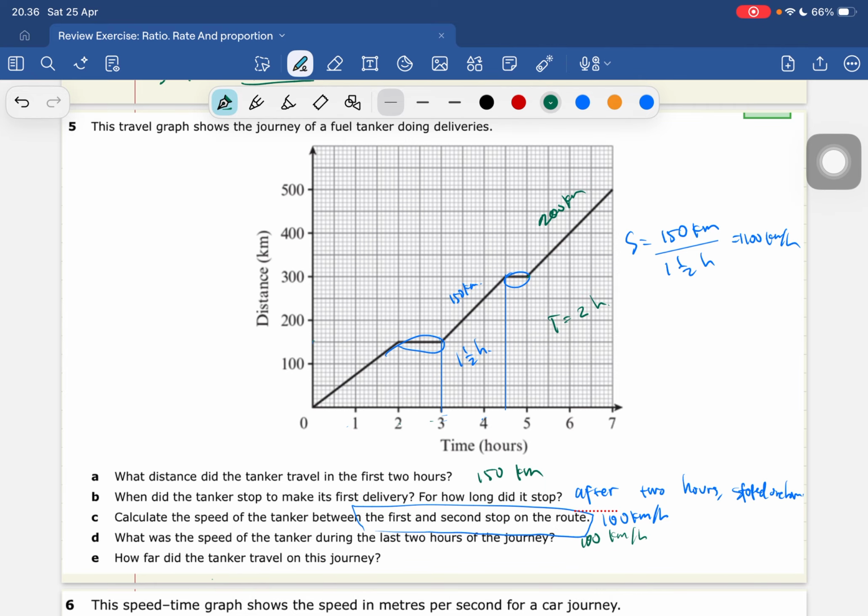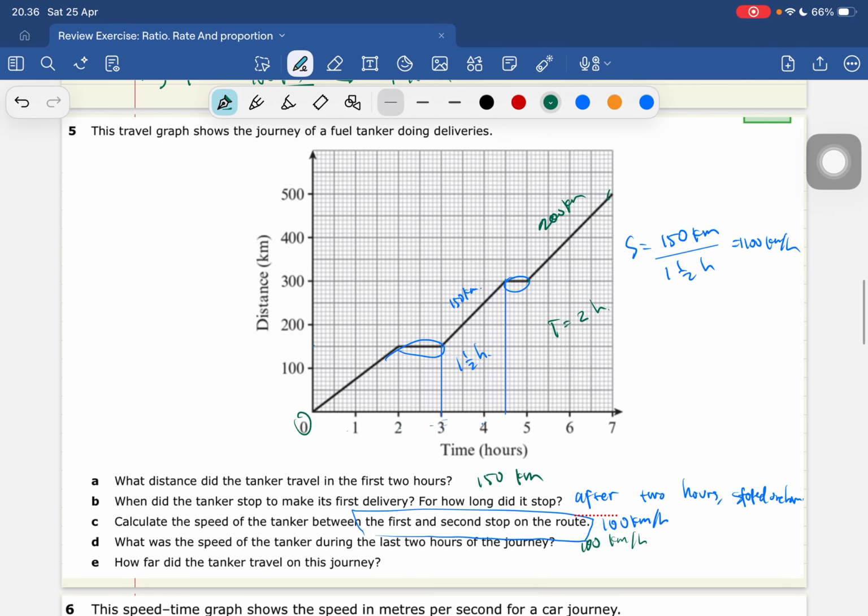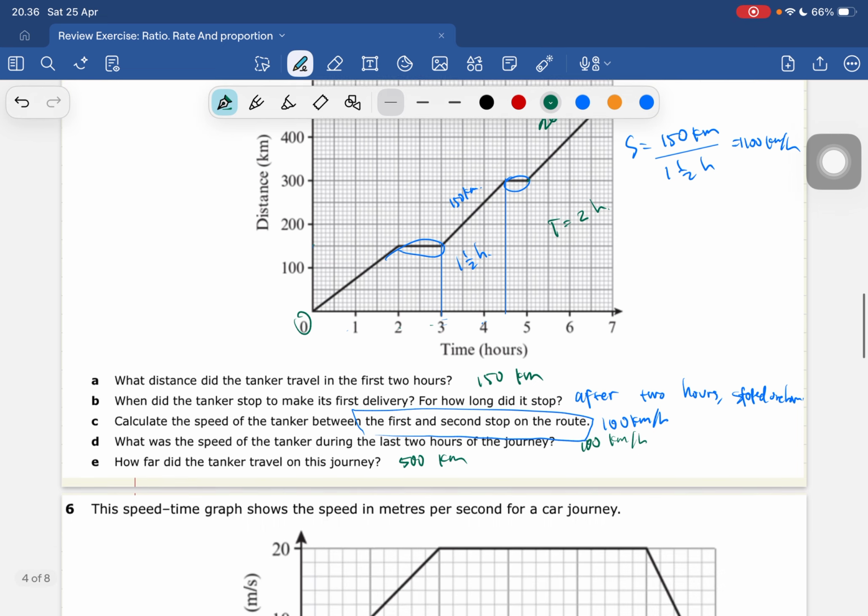How far did the tanker travel on this journey? Okay, from 0 to 500. So the total is 500 km.